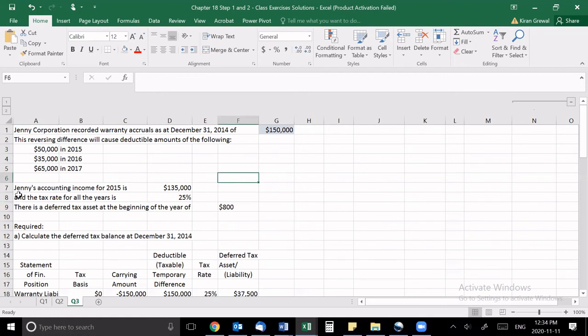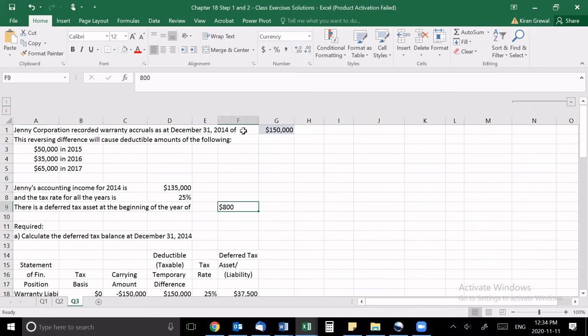Jenny's accounting income for 2014 is 135,000, and the tax rate for all the years is 25%. There is a deferred tax asset at the beginning of the year for $800. So the first requirement is to calculate the deferred tax balance at December 31st, 2014.